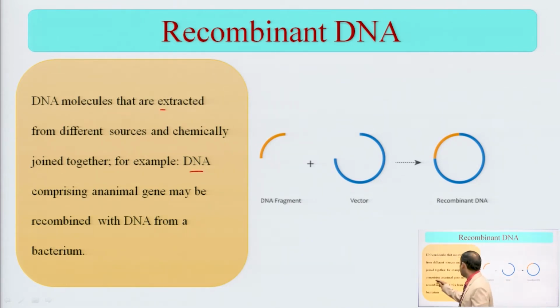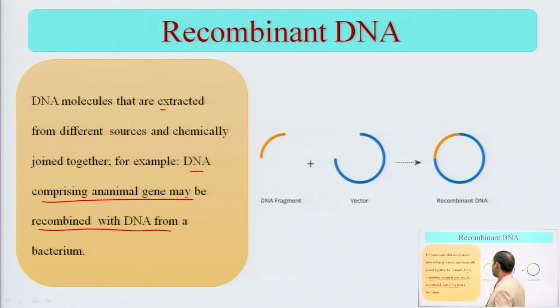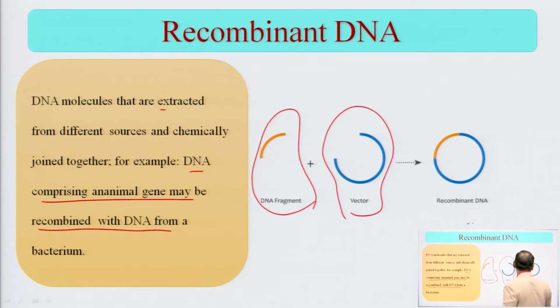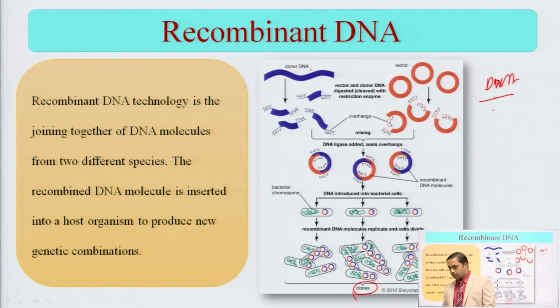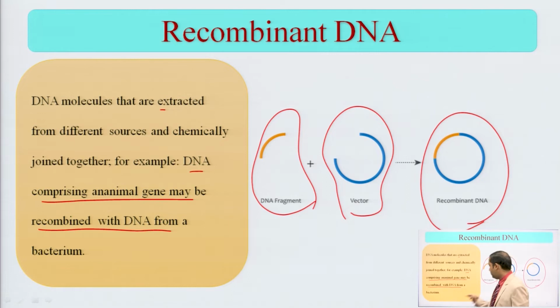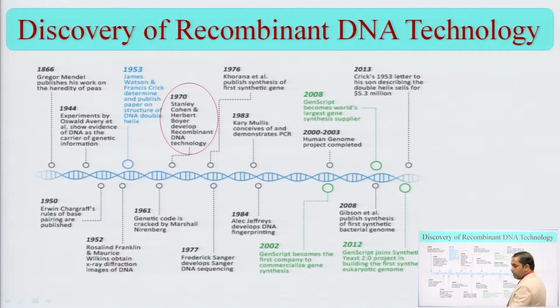For example, DNA comprising genes may be recombined with the DNA from a bacterium. This is the fragment, this is the vector, and we have got the recombinant DNA. Whatever I have tried to tell you in the previous pictures, I have summarized in this. Now, what is the story behind this?